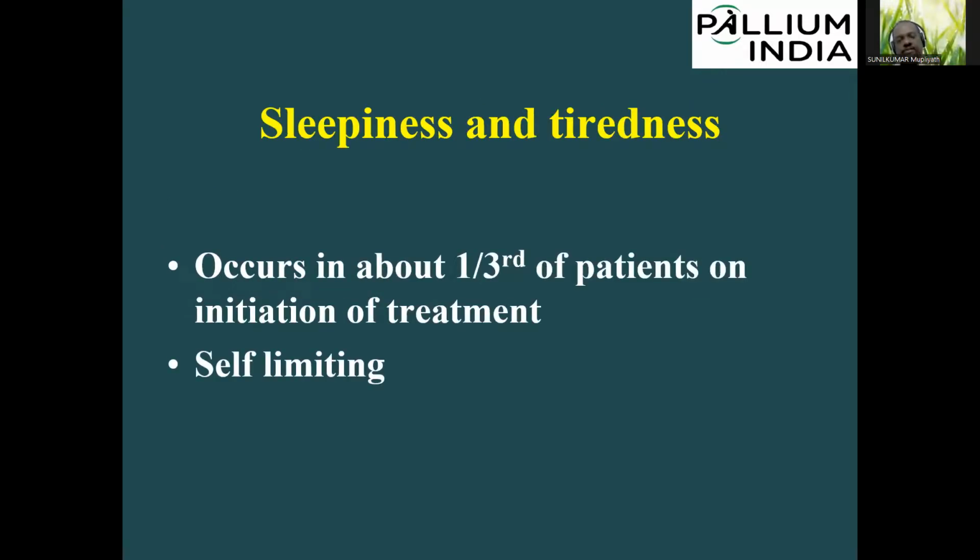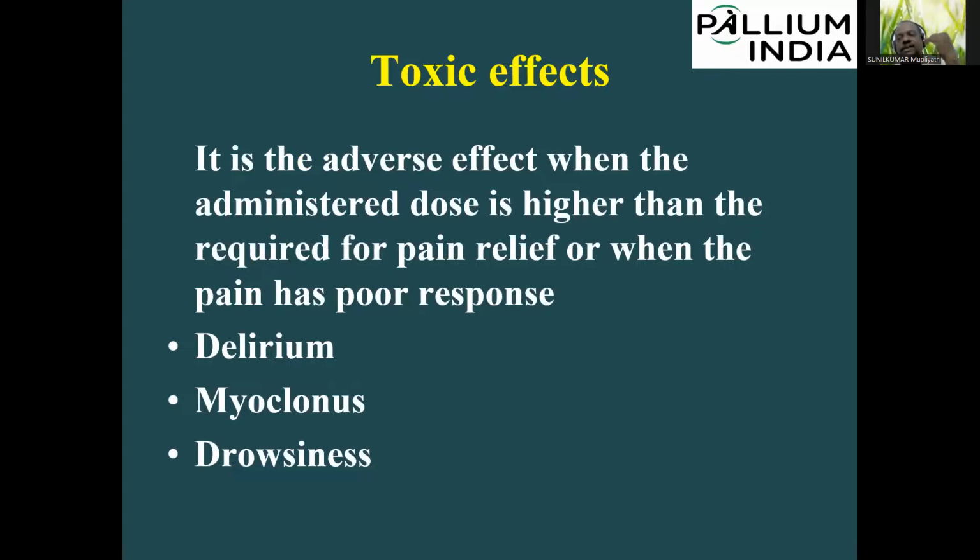So these are the drugs which have good action on dopaminergic D2 receptors: haloperidol, metoclopramide, and domperidone. Sleepiness and tiredness, this is also self-limiting. Okay. Maybe within 5 to 7 days, the patient will be weaned off this effect. And what are toxic effects? When you give more than the required dose of opioid, the patient will develop some adverse effects, which are known as toxic effects. So these are delirium, myoclonus, and drowsiness. Myoclonus might affect a part of the body or even a part of a muscle or even the whole body. So if the patient has a toxic effect, that means the patient is taking more than the required dose. So you have to reduce the dose.